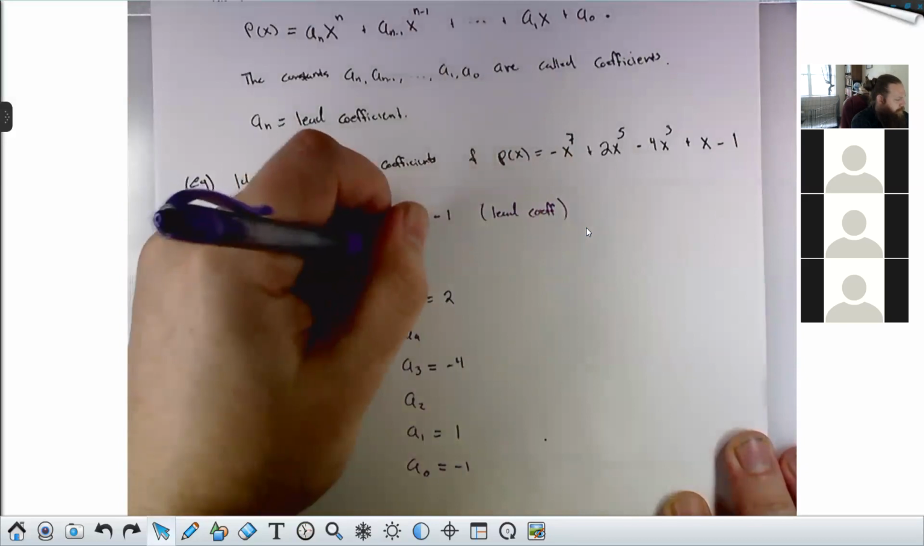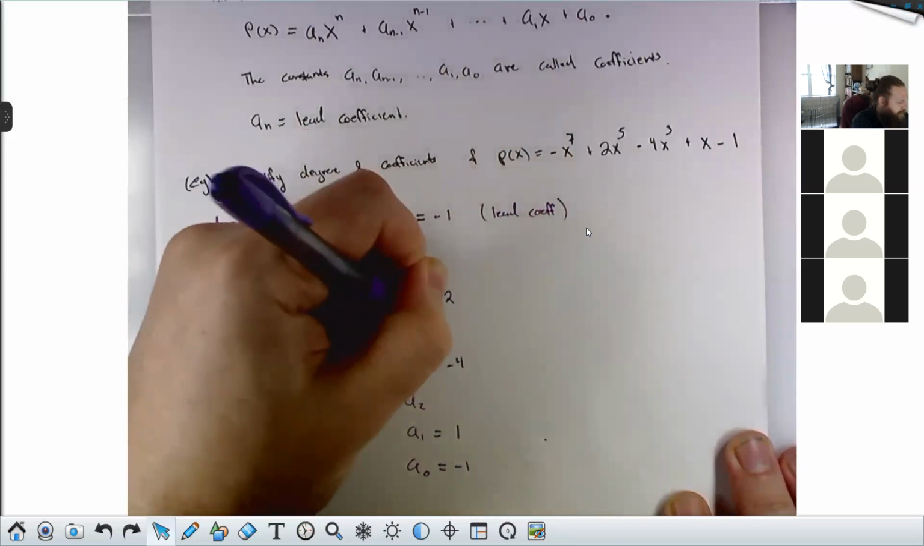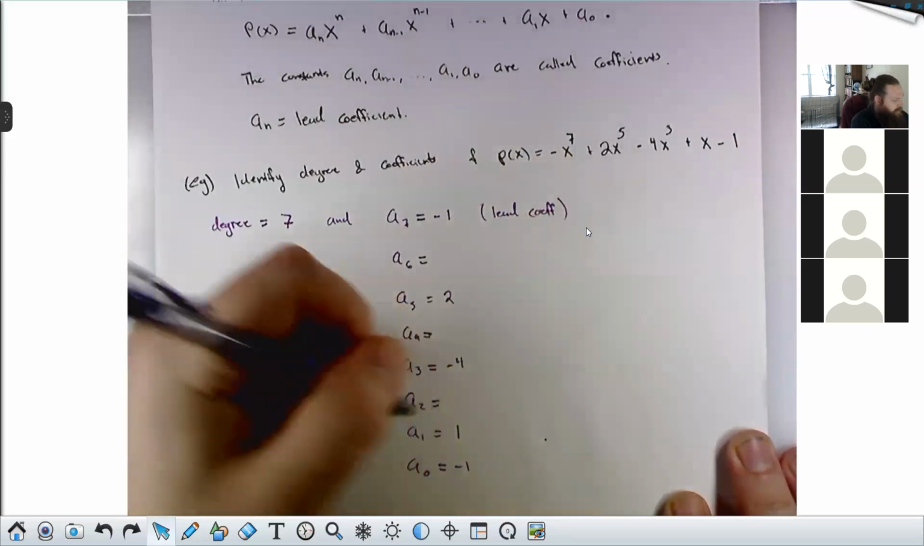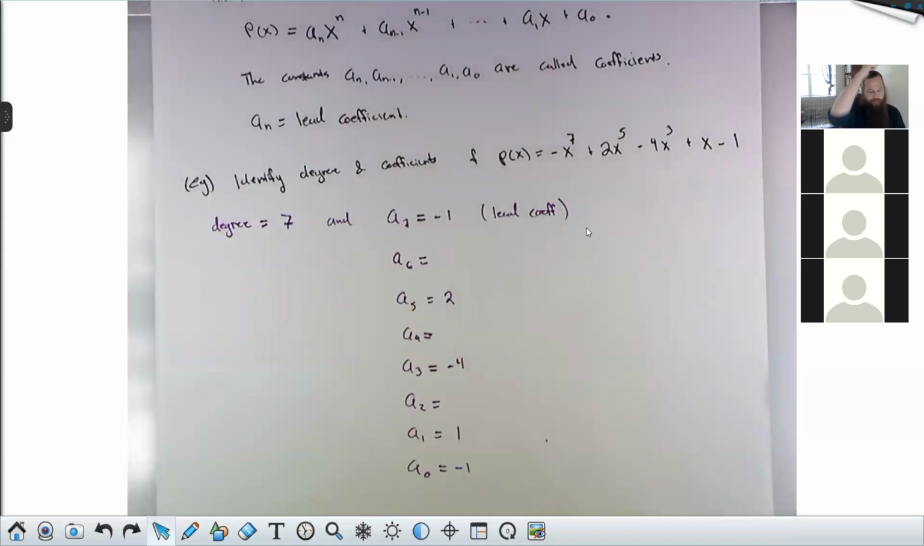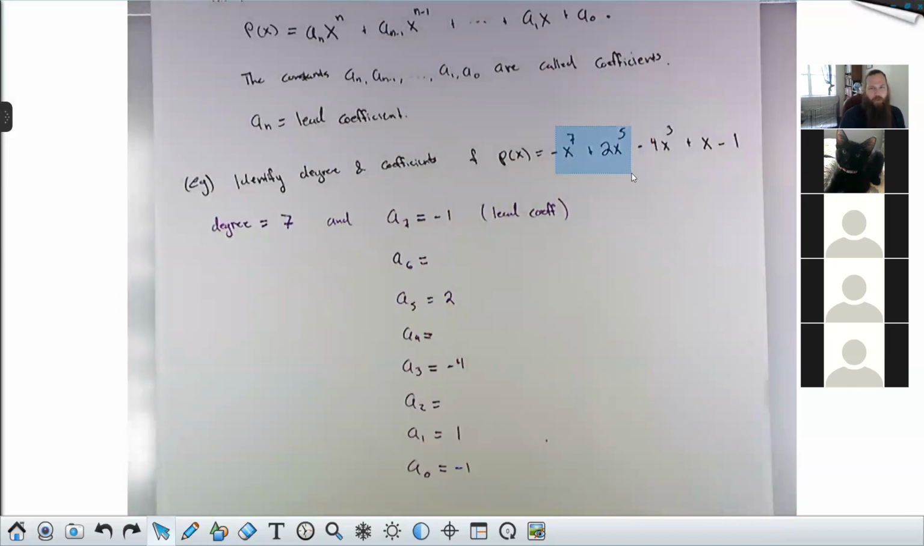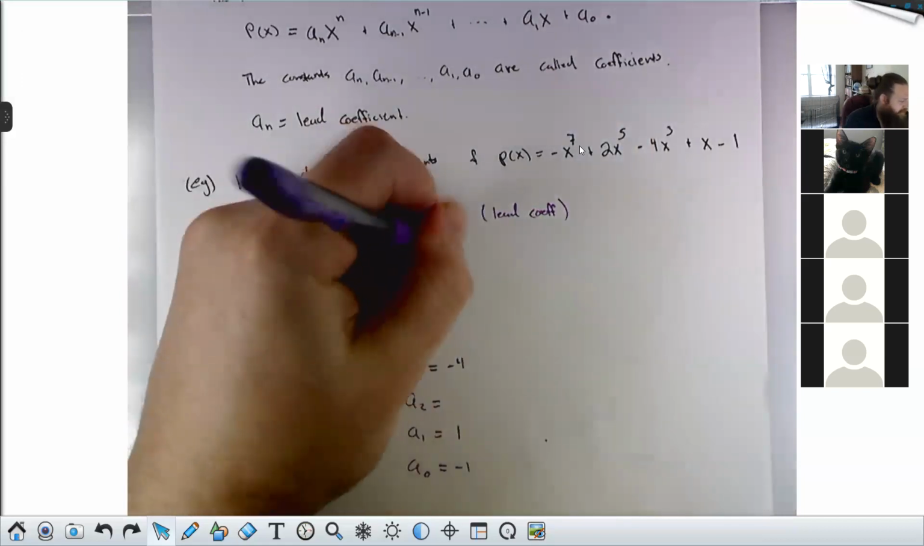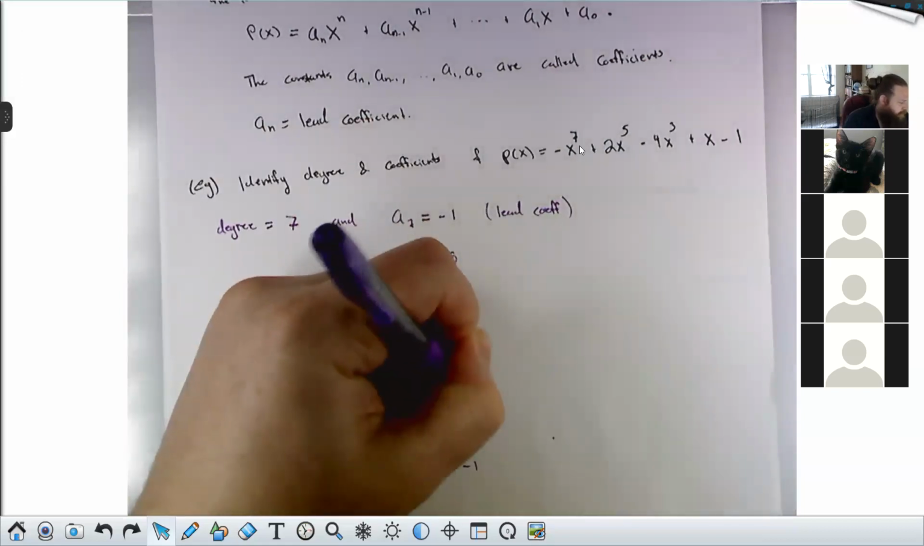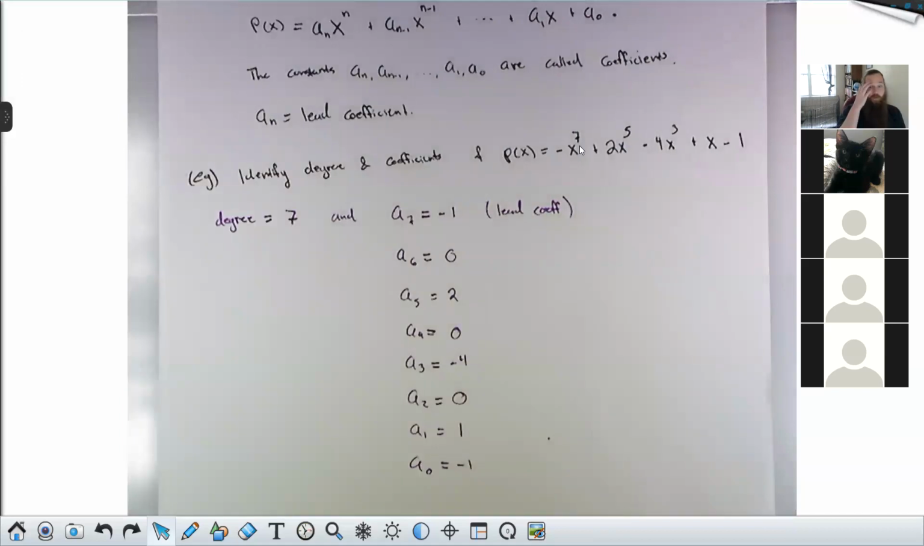Okay. What about the ones we didn't write down here? What about A6, A4, and A2? What are they? 0. Very good. They're all 0, right? We're tempted to think of this like, oh, there is no x to the 6, but there is. It's just being multiplied by 0. We don't see it. And the same is true for the other quote unquote missing terms. They all have coefficient 0.